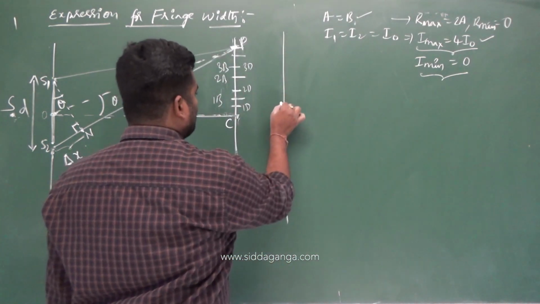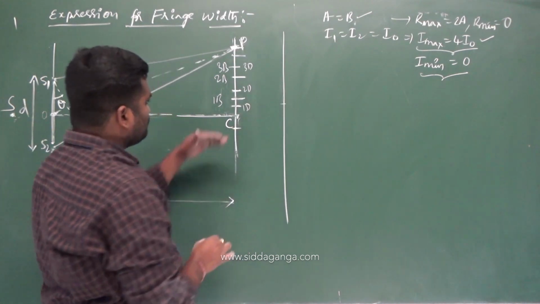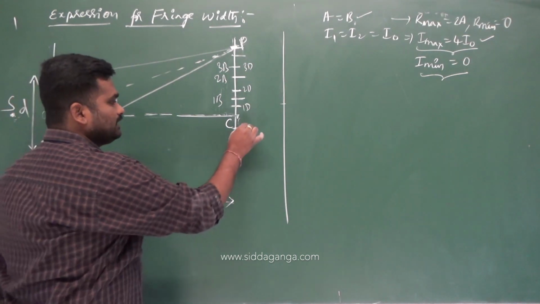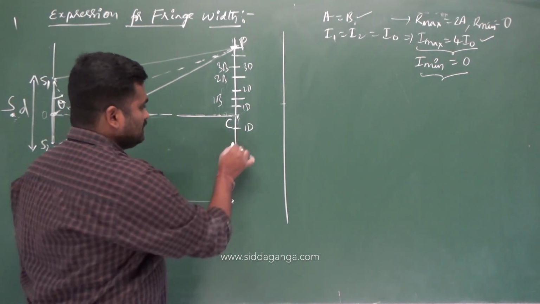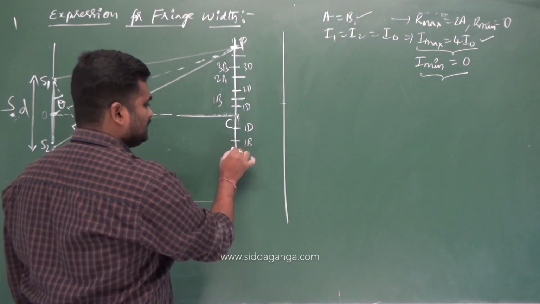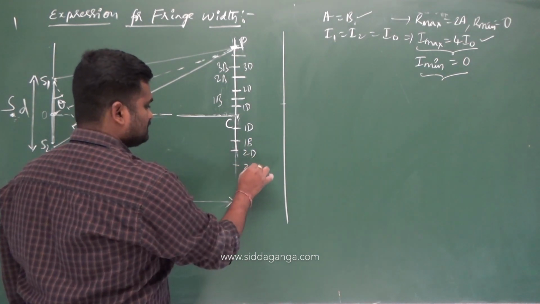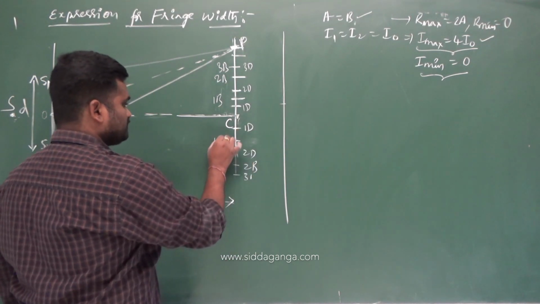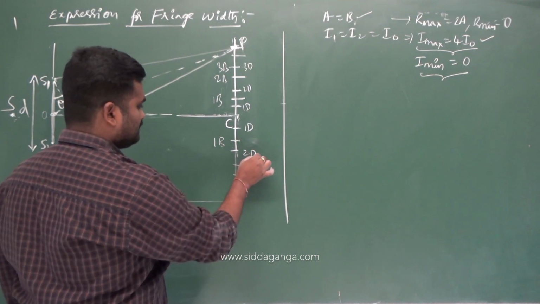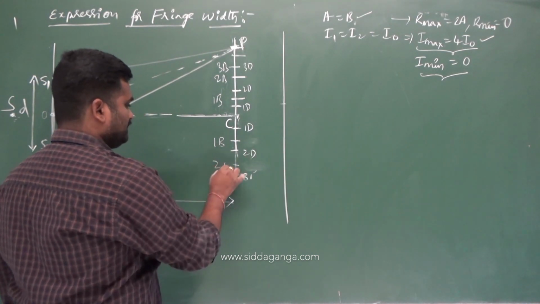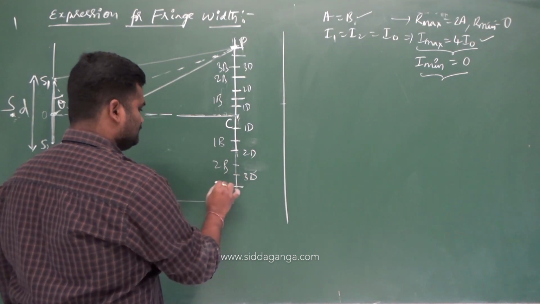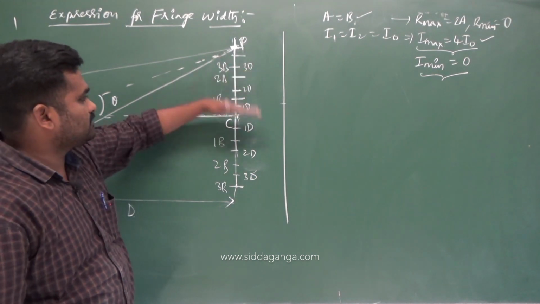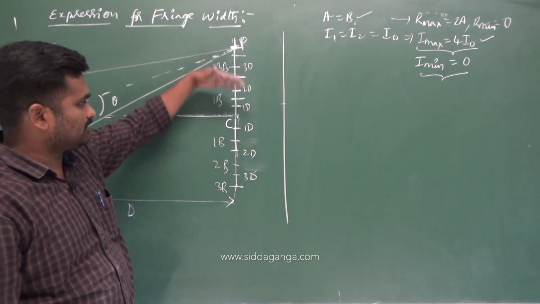If I draw the diagram for that, not only on the upper side, on the lower side also the same phenomena will take place. Here also this is first dark on the other side. What is formed here? First bright, and next second dark, second bright, third dark. Let me write brights over here. This is first bright, this is second dark, this is second bright, third dark, then third bright, and so on. On either side of this central bright, you are going to have consecutive bright and dark fringes.